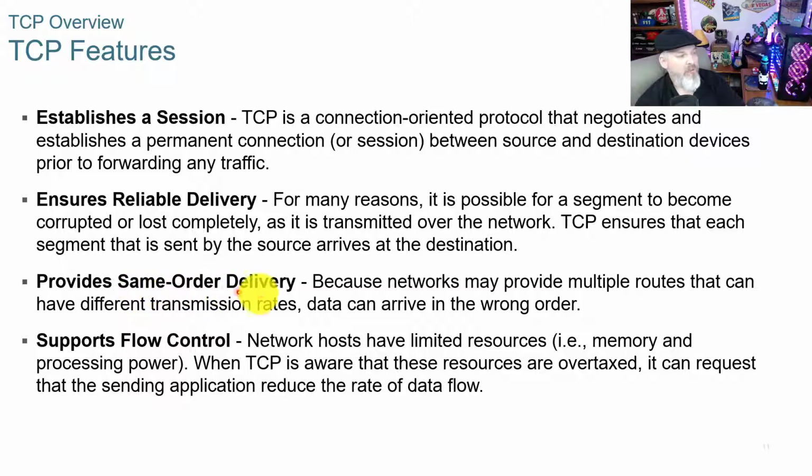It provides same order delivery because networks may provide multiple routes to a destination. They can have different transmission rates. Data can arrive in the wrong order, so that puts it in the correct order.